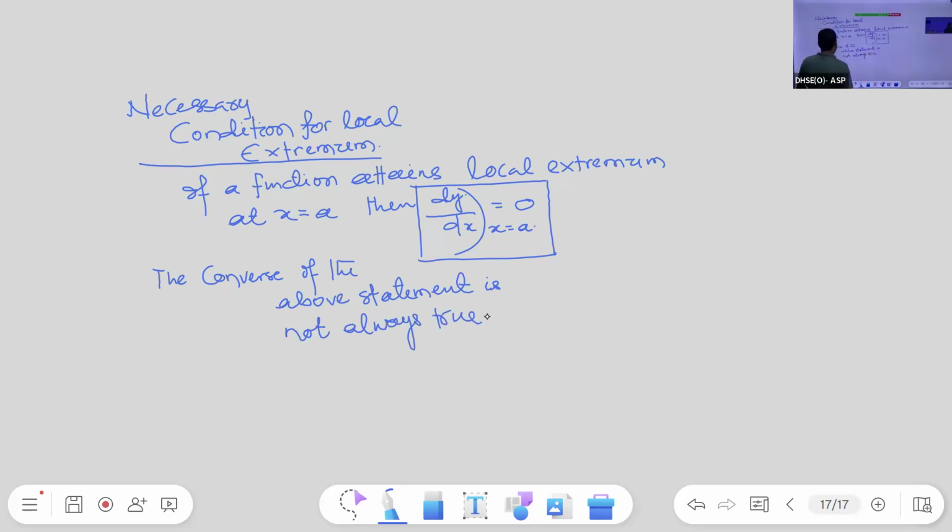The converse of the above statement is not always true. First of all, let me explain why the first derivative vanishes at x is equal to a. Take a look at the graph of a function. Suppose x is equal to a is the point of local maximum.